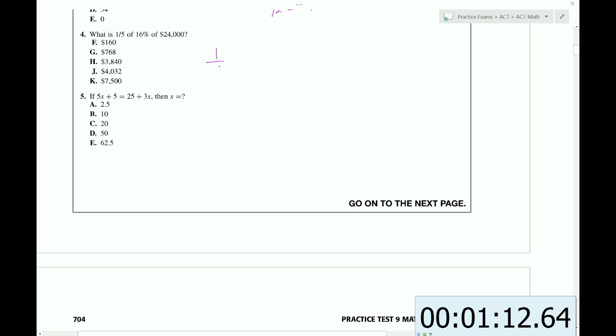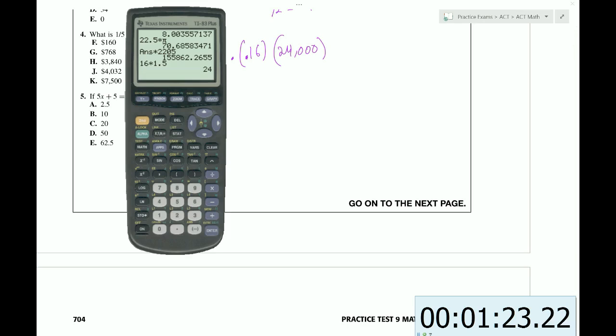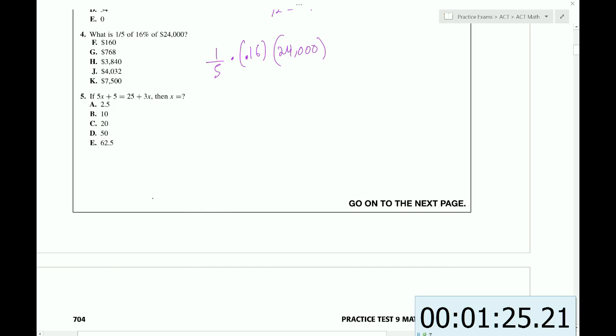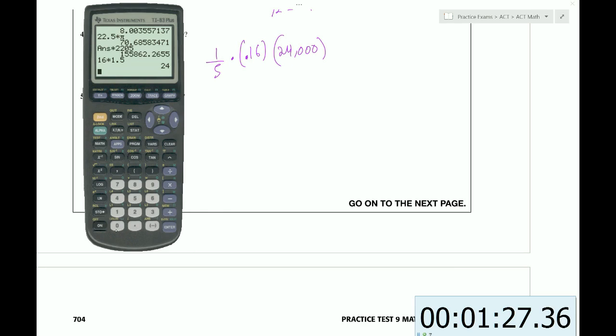What is 1/5 of 16% of 24,000? So grab the calculator. We can do 24,000 times 0.16 and then divide that by 5. 768.